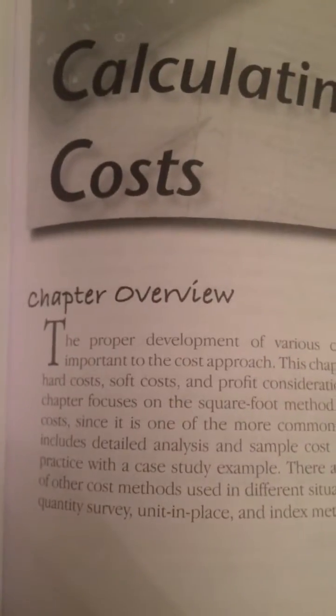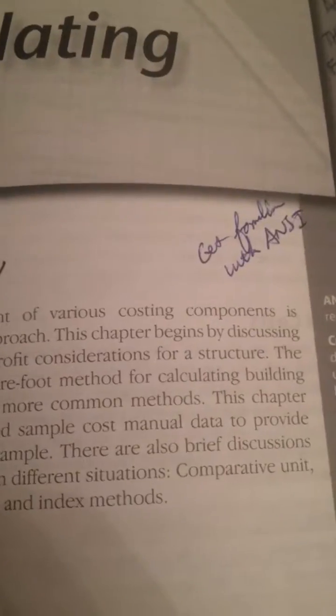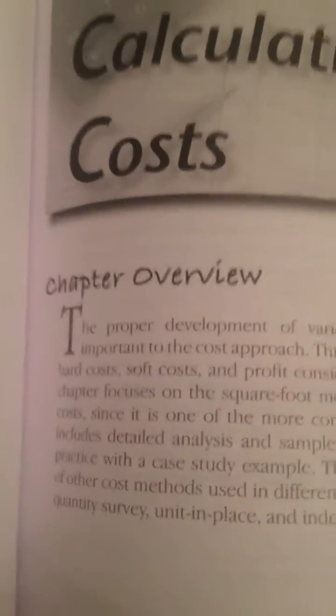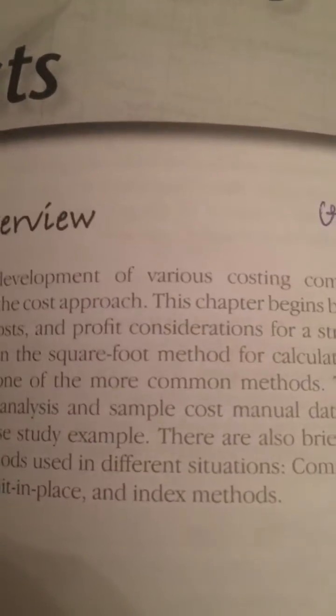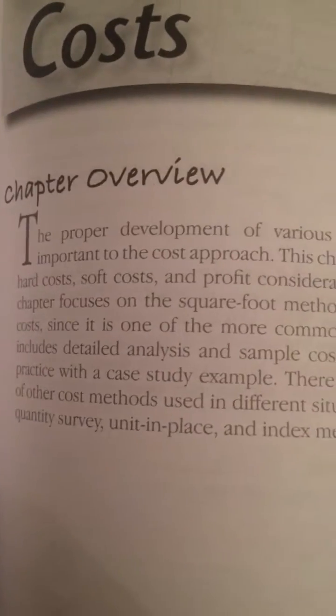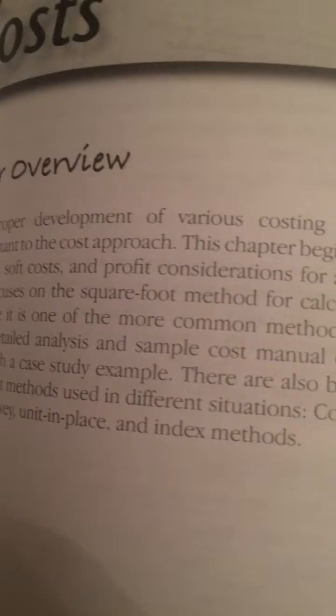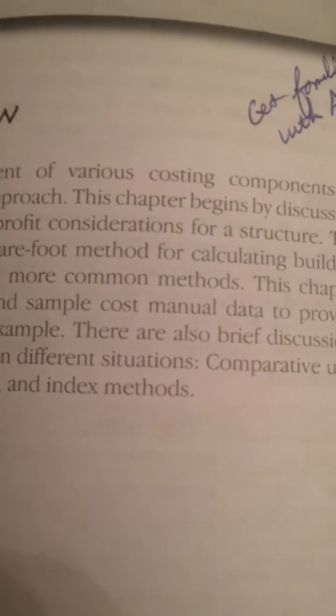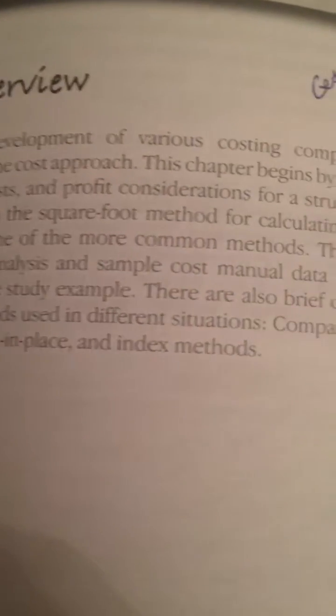Chapter overview. The proper development of various costing components is important to the cost approach. This chapter begins by discussing hard costs, soft costs, and profit considerations for a structure. The chapter focuses on the square foot method for calculating building cost, since it is one of the more common methods. This chapter includes detailed analysis and sample cost manual data to provide practice with a case study example.